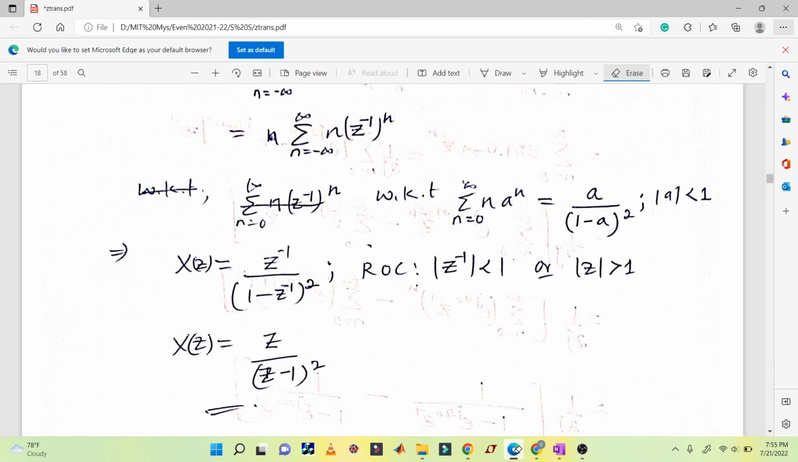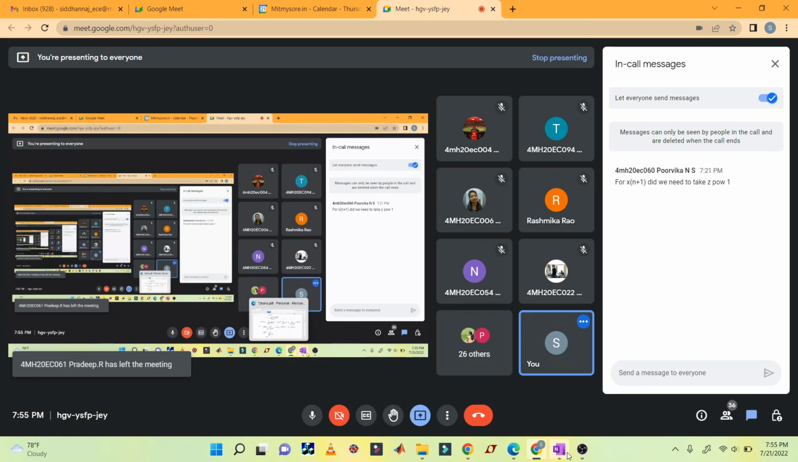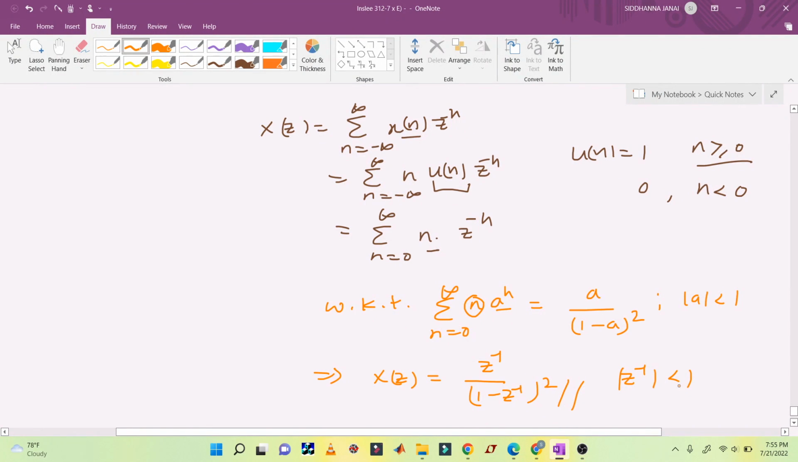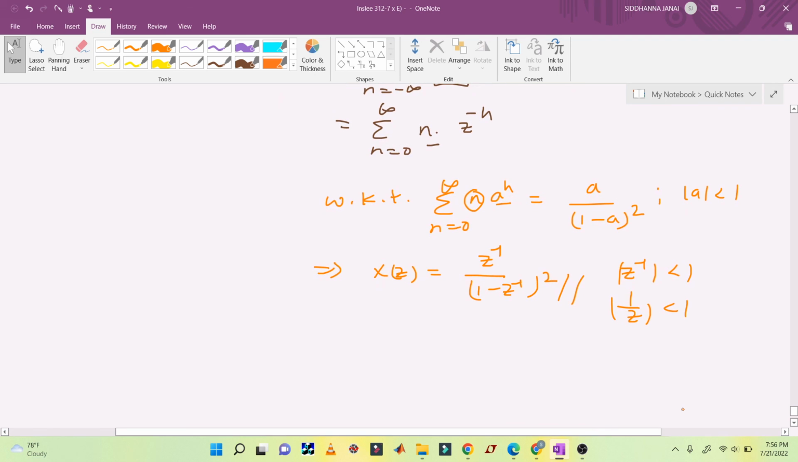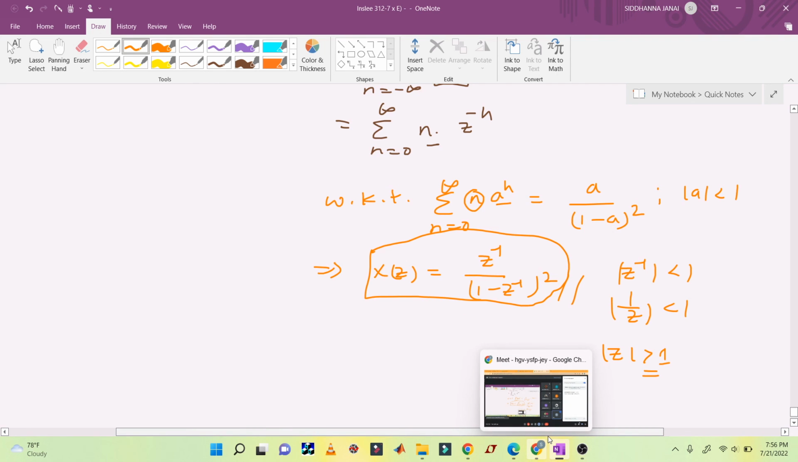You can see here, to use this equation, the magnitude of a must be less than 1. So the magnitude of a for us is z inverse. z inverse less than 1 means 1 by z is less than 1. Correct? Or indirectly we are saying |z| is greater than 1. Okay. So this is X of z for the ramp function, multiplication with u of n. Is that clear?